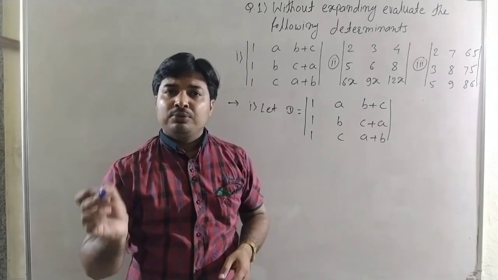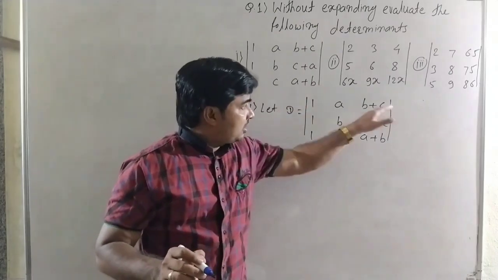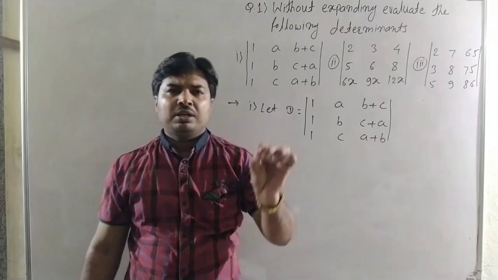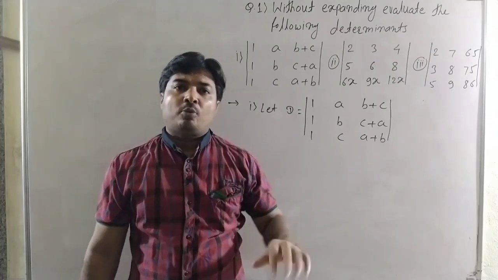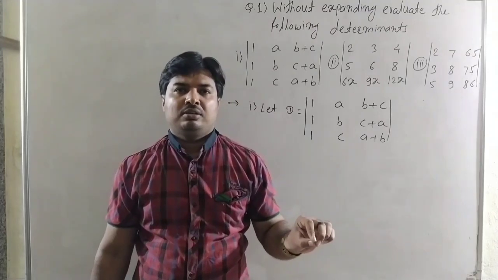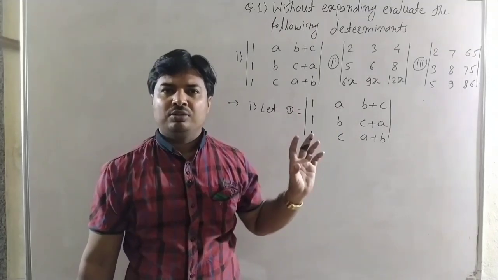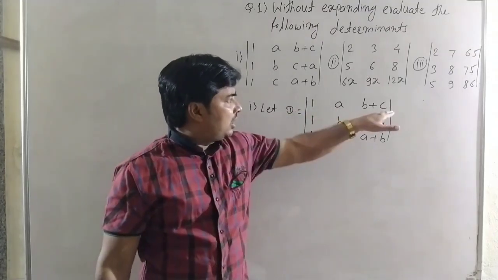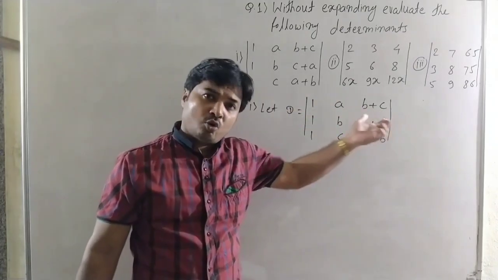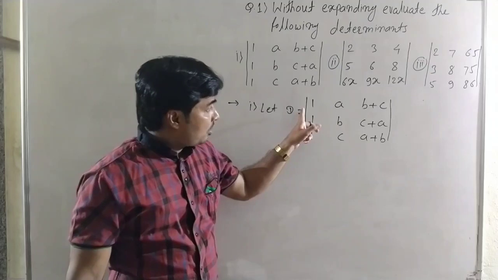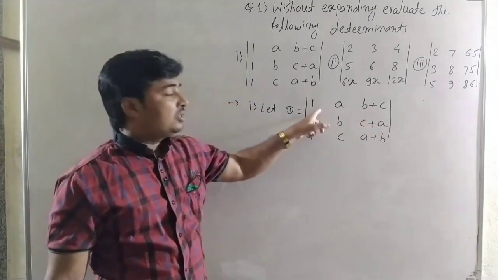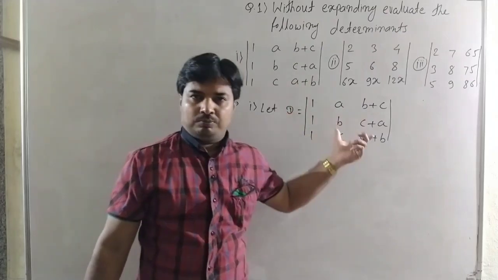Then, if we multiply all elements in a row or a column by a number k, the value of the obtained determinant is k times the original. That means if we multiply all elements in any row by k, or we take a common number out of all elements in a row or column.